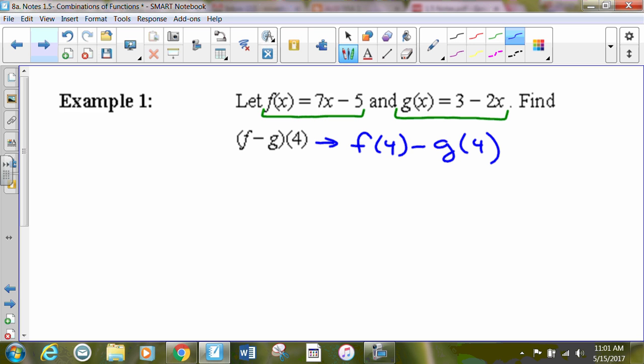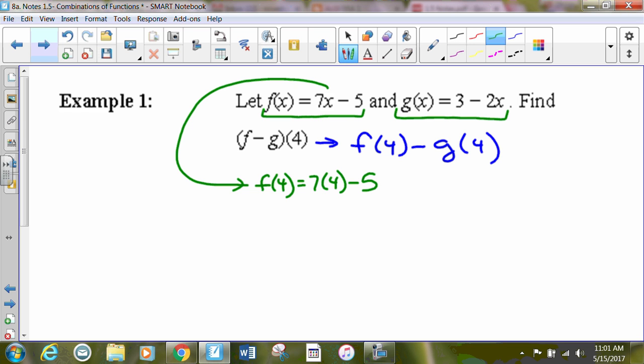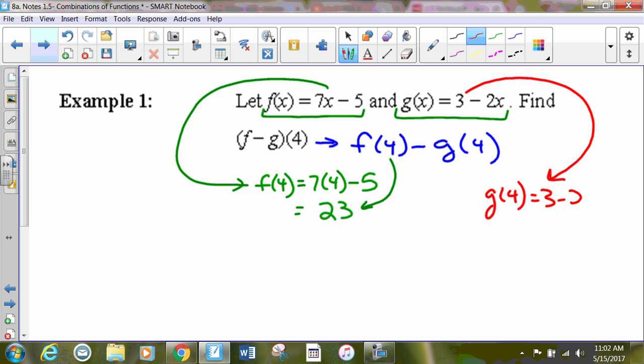And once I see that, then I can go ahead and say, well, here's my f of x. I find the value of the function when x is equal to 4. That means I'm plugging in a 4, right? So I'll have 28 minus 5 is 23. So that's my f of 4. And then let's go ahead and do my g of 4. I'm just going to plug in my 4 when I see the x. So I got 3 minus 8, which is negative 5. So if I want f of 4, which is 23, minus g of 4, which is a negative 5, then I know that I get 23 plus 5, which is 28.